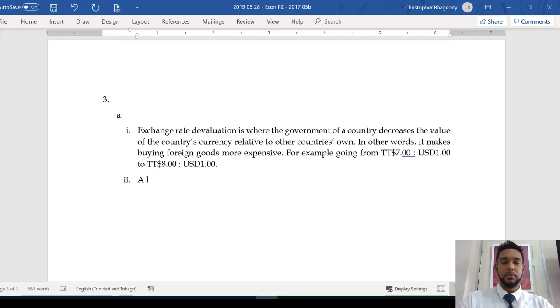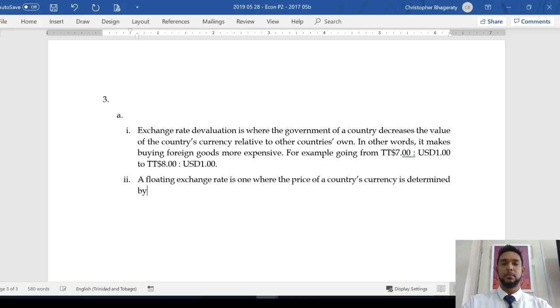So let's write that. A floating exchange rate is one where the price of a country's currency is determined by the market forces of demand and supply.